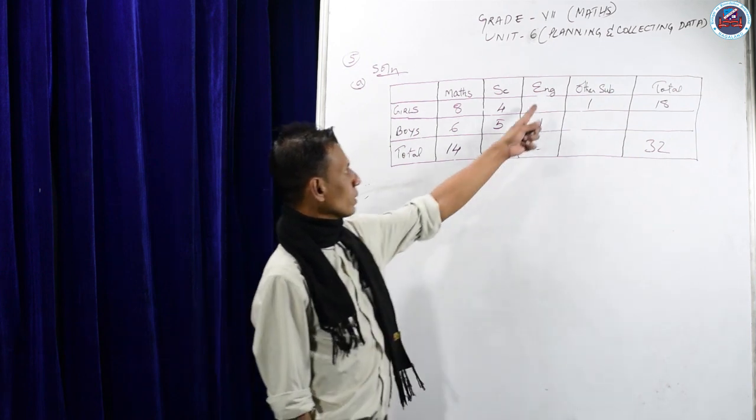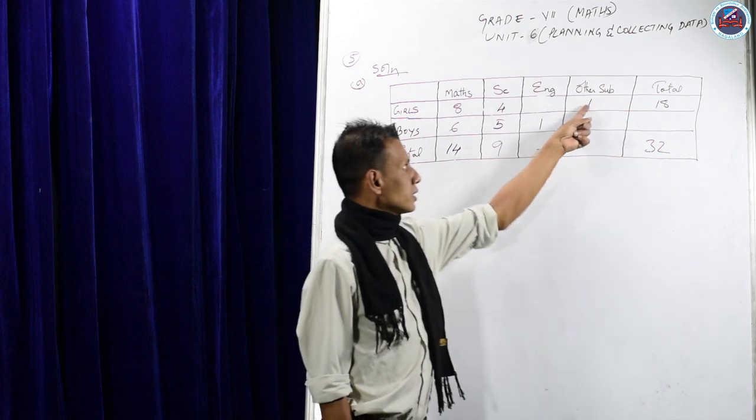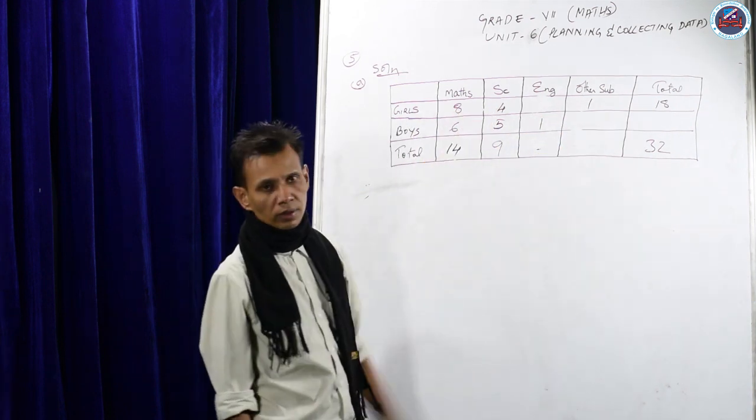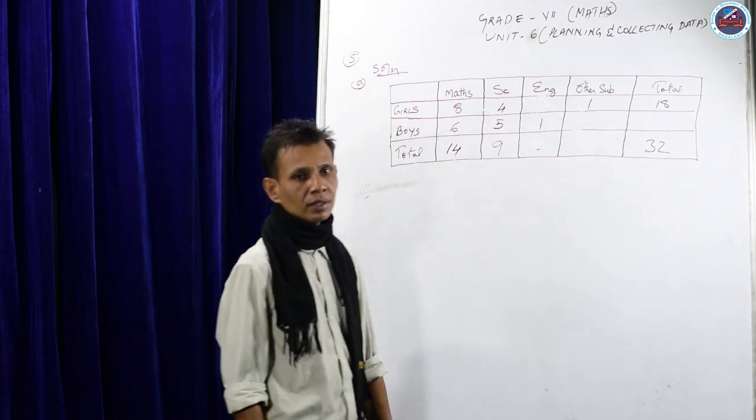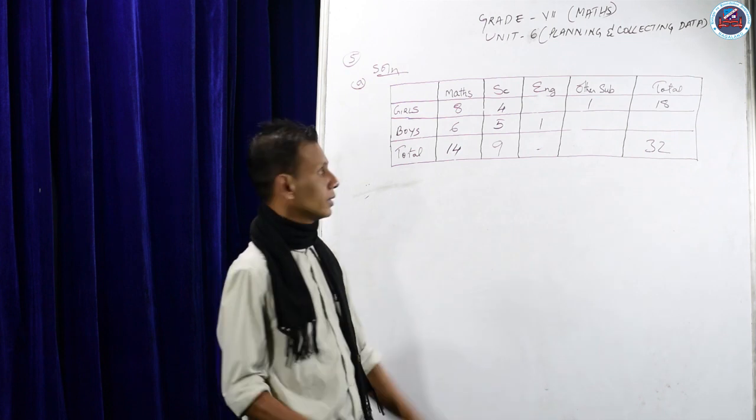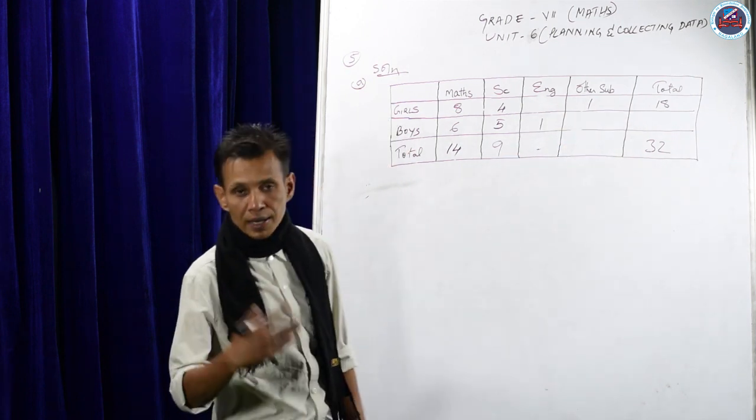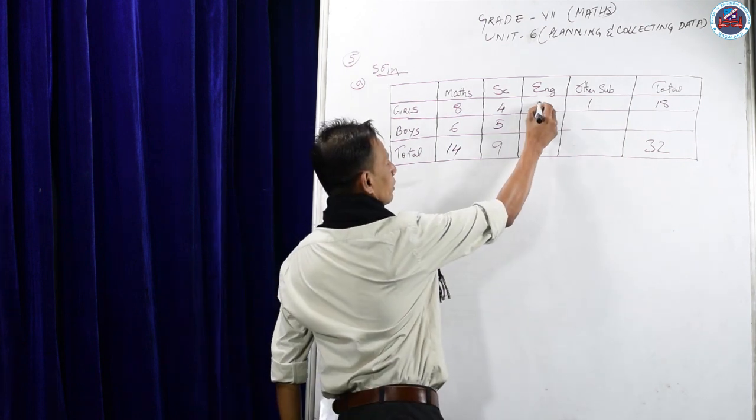Okay, only one box left, so we can do it easily. I told you already, if you add this, you will get 18. Let's do it. 8 plus 4, 12. 12 plus 1, 13. 13 plus what number is 18? 13 plus 5 is 18. Can I write here 5? Of course.